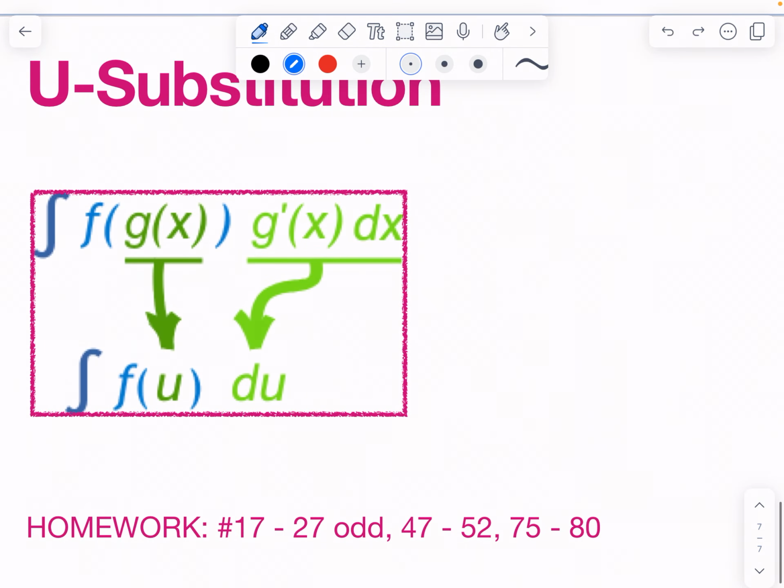So today we learned about U-substitution and how we can use it to evaluate indefinite integrals and definite integrals when that integrand is a composition of functions.